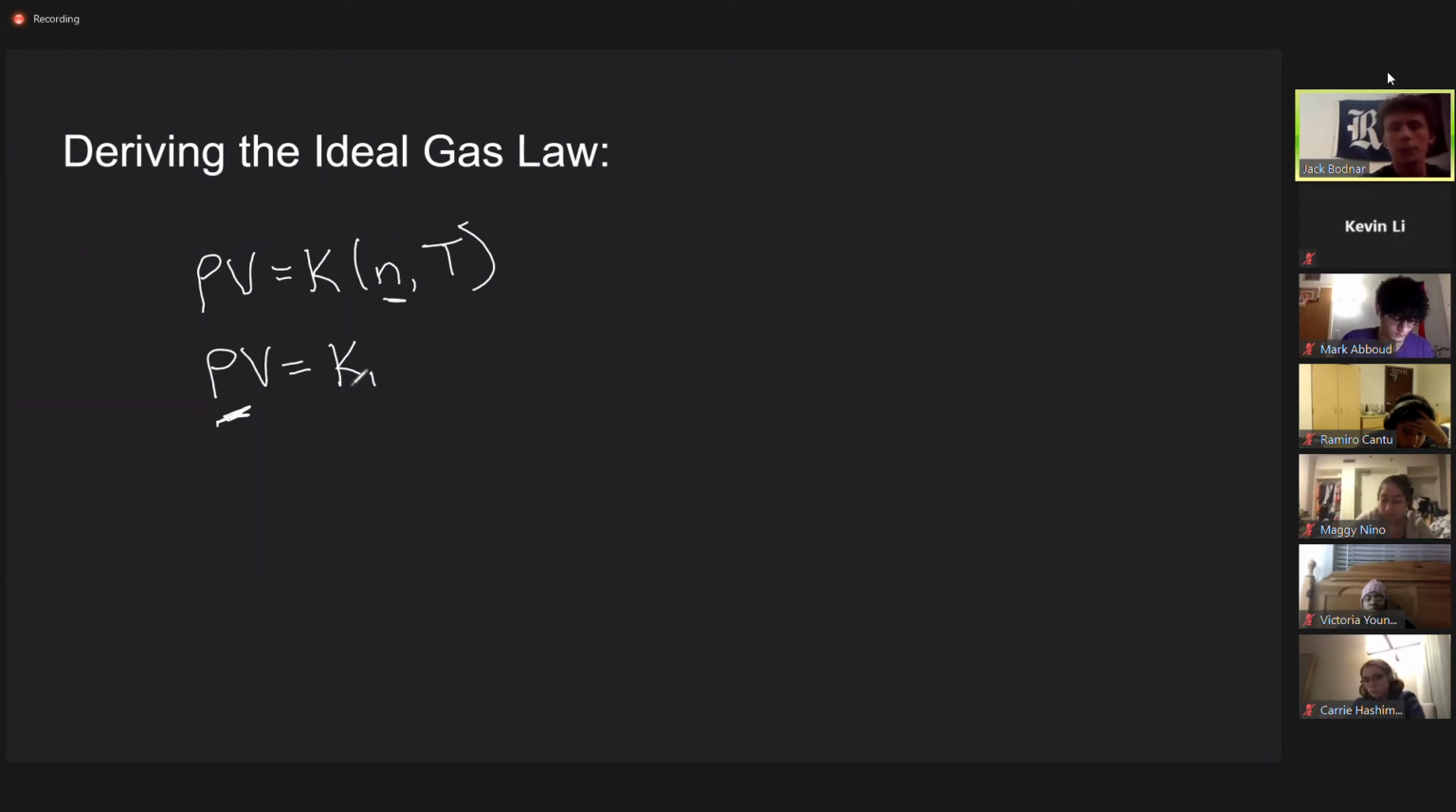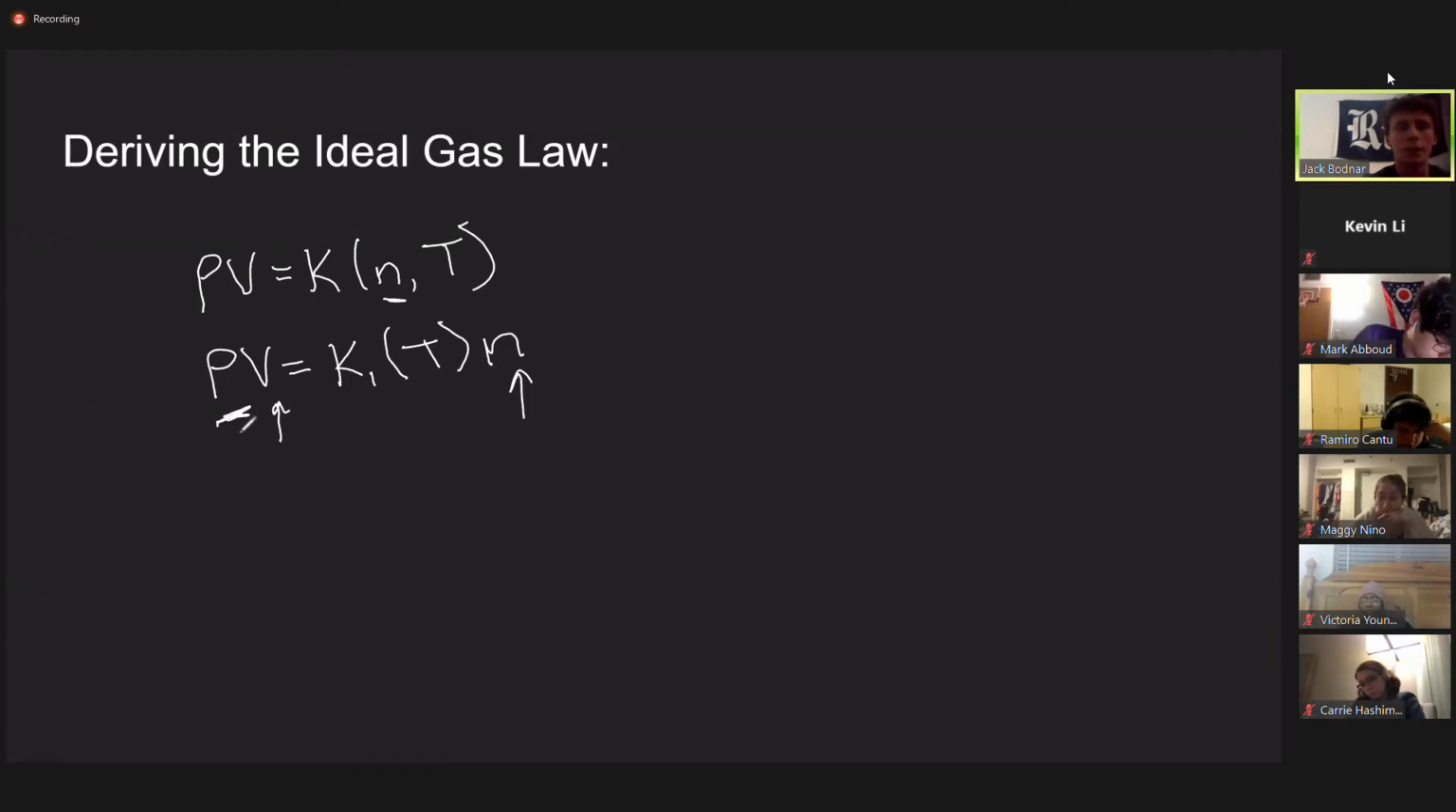So we know from Avogadro's law that volume and number of moles are directly proportional. So in this mathematical expression, we're going to keep temperature inside our K constant, and then we're going to write N on the outside, because now we see using Avogadro's law, if we increase the number of moles, we'll increase our volume.